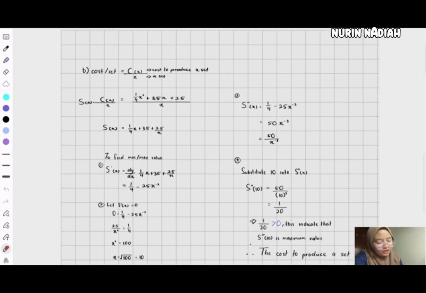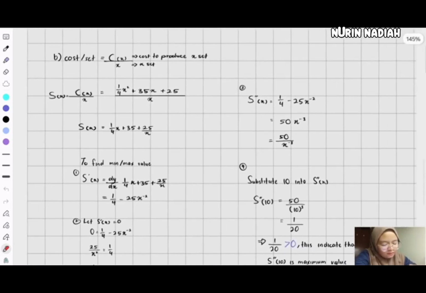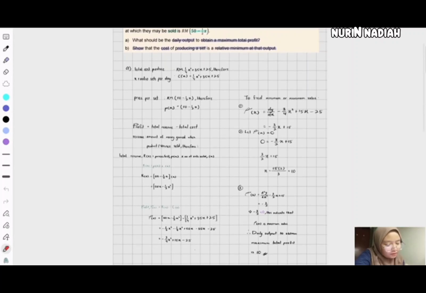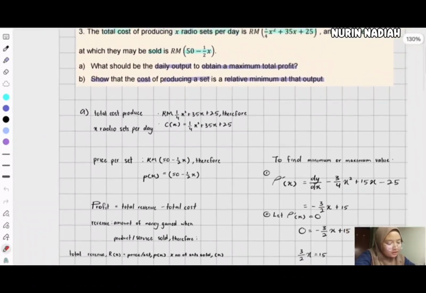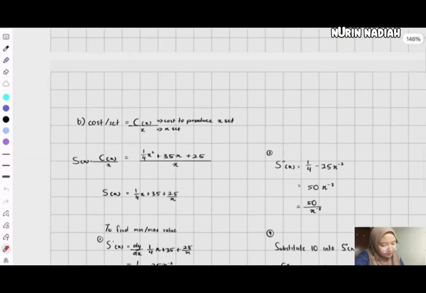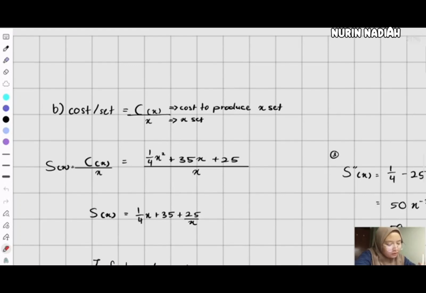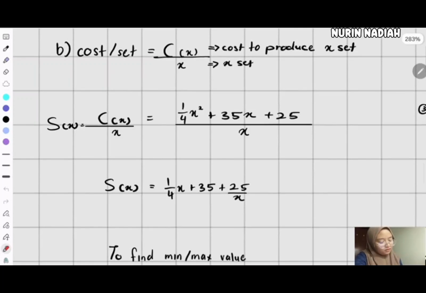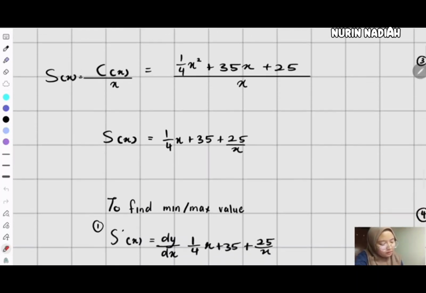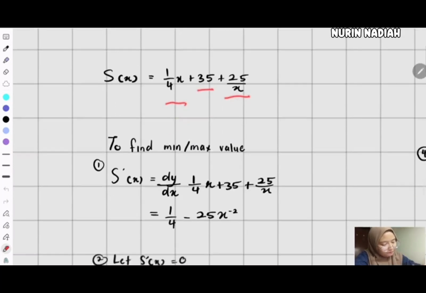So for question B, the question asks to show that the cost of producing a set is a relative minimum at the output. So cost per set is equal to cost to produce x sets divided by x. So we will get (1/4 x squared plus 35x plus 25) divided by x. So we will get 1/4 x plus 35 plus 25 over x.